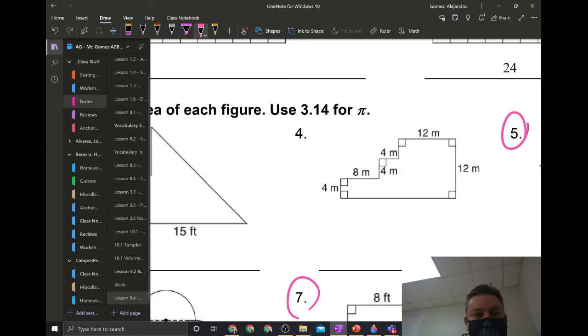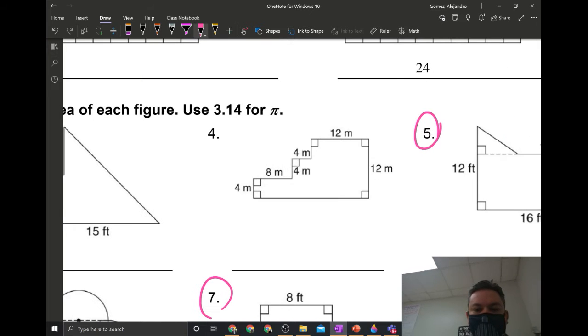Right here, number 4. The first thing you have to do when you have an irregular shape or a composite figure is break it down into different shapes. Just break it up so that you can find the area for each individual shape and then combine it all together to find the total area.